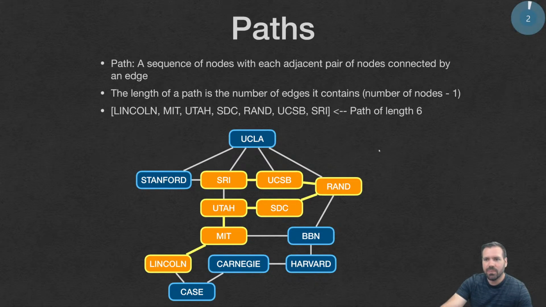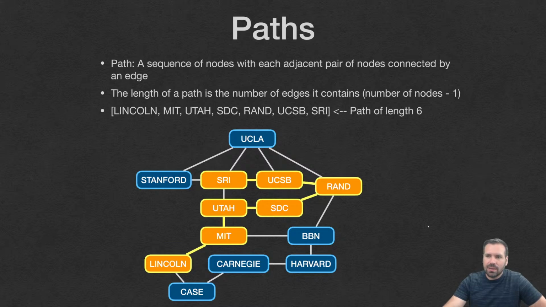So we do need a few more definitions. We talked about path last time, but we can also talk about the length of a path. So the length of the path is the number of edges in that path. So this path right here, Lincoln, MIT, Utah, SDC, RAND, UCSB, SRI, 1, 2, 3, 4, 5, 6 edges. So it's either the number of edges, which you can find by the number of nodes in the path minus 1. So both are the same, however you want to code the math if you're coding these things. That's the length of a path, the number of edges in that path.